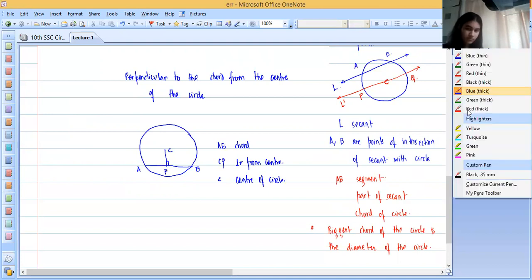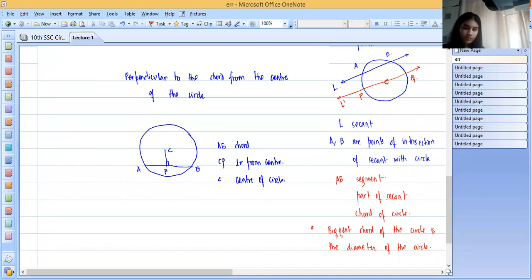Now we will join AC. We will join BC. And we will look at triangle APC and triangle BPC. Now I'm not going to waste time writing the sentences. I'll explain the concept. Now if you observe, this is equal to this. Why? Both are radii.